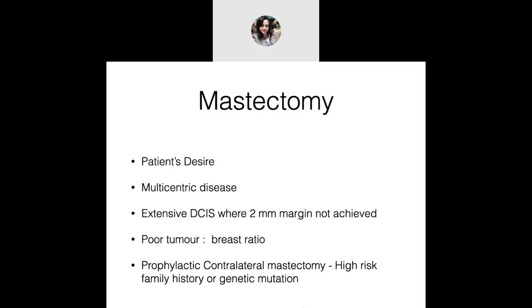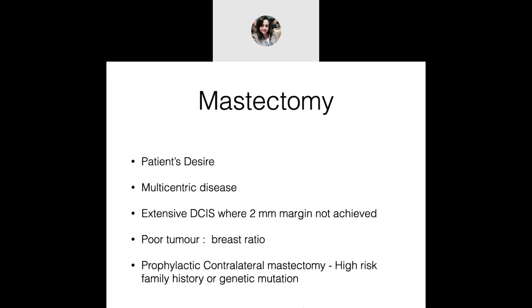So patient desire is of utmost importance. Often a patient will say, even for a small lesion, doctor, please remove everything, my aunty had a small portion removed, and she died. So they will put examples like that. So we must respect patient's desire. It's her body, her disease. So patient desire is of utmost importance.